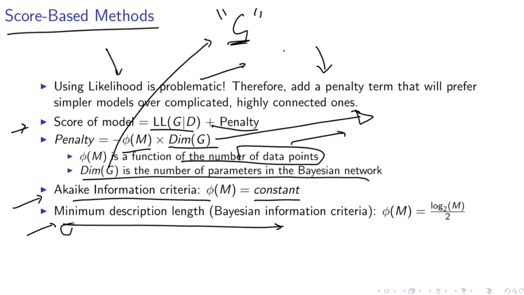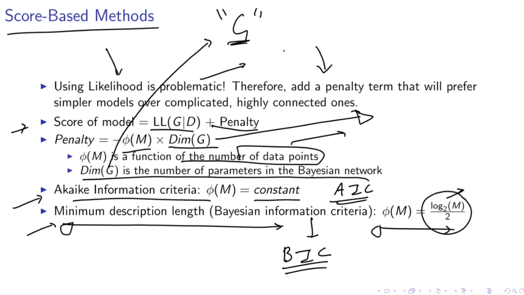There is a second type of penalty which is actually used more often than the Akaike information criteria. The Akaike information criteria is called AIC. The second type of penalty is called the Bayesian information criteria, or BIC, and it's also often known as the minimum description length criteria. Here, phi of m, we select it as log 2 of m, which is log of the number of data points, divided by 2. There is a theoretical basis for choosing phi of m equal to log 2 m divided by 2.